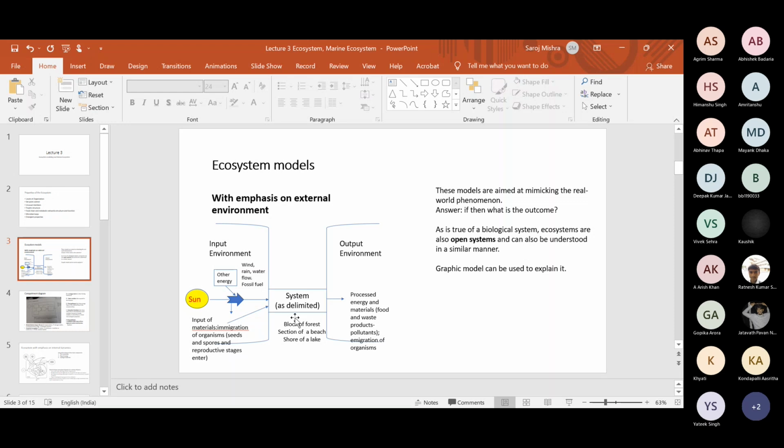So some kind of heat is dissipated out, some energy also comes out of the system, which is called processed energy, as well as materials, which could be either food or waste products, or some kind of pollutants, or it could be emigration, in other words, some animals which are constantly leaving your ecosystem. So whenever you are trying to model an ecosystem, all these parameters need to be taken into account. That is, what is the input into the system, and what is the output of the system.